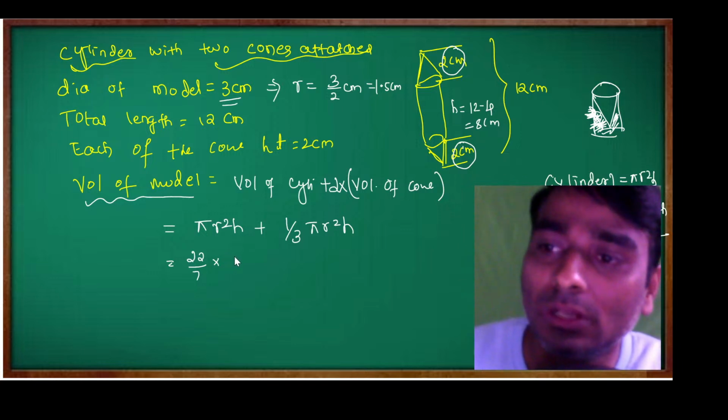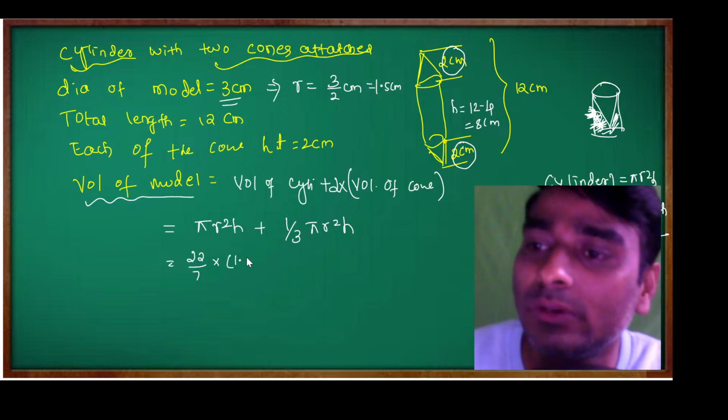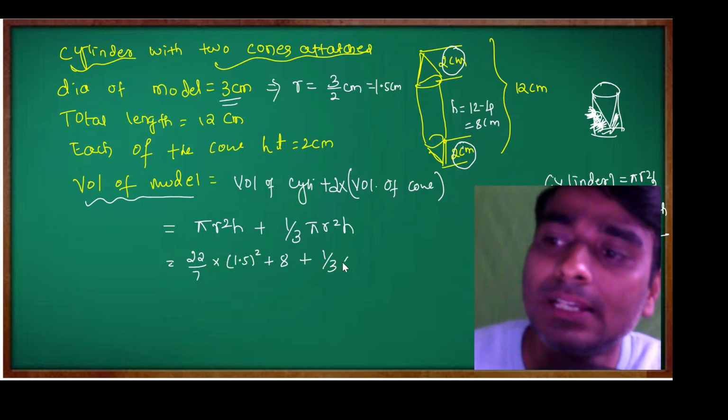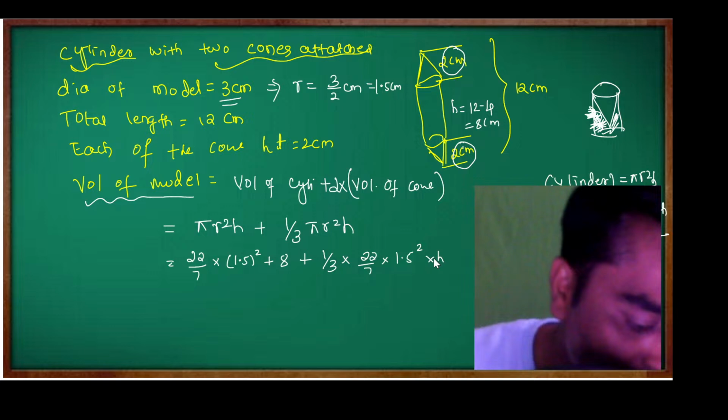Okay, so now r square is what? 1.5 square. Then plus, what is the height of the cylinder? 8. Plus 1 by 3, here also 22 by 7, same thing, 1.5 square into h. What is h of the cone? 2.